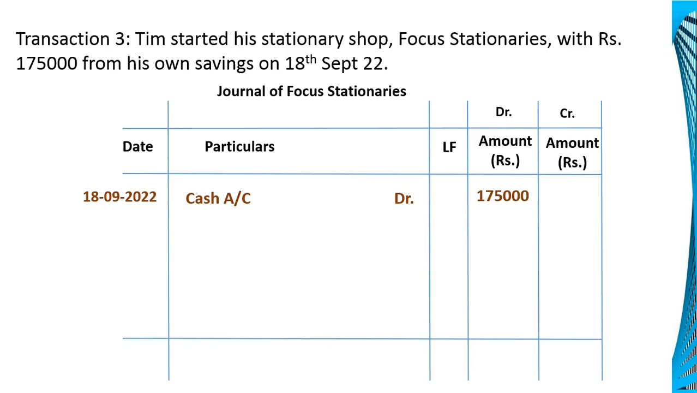The other part of the transaction is as follows. The money has been provided to the business by Tim, who is the owner of the business. Owner's contribution in the business is represented as capital, and any increase in capital in the business is credited. Hence, capital account is credited.